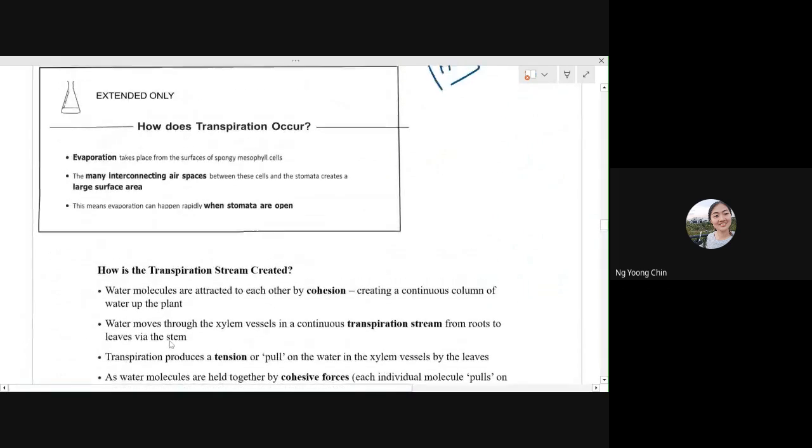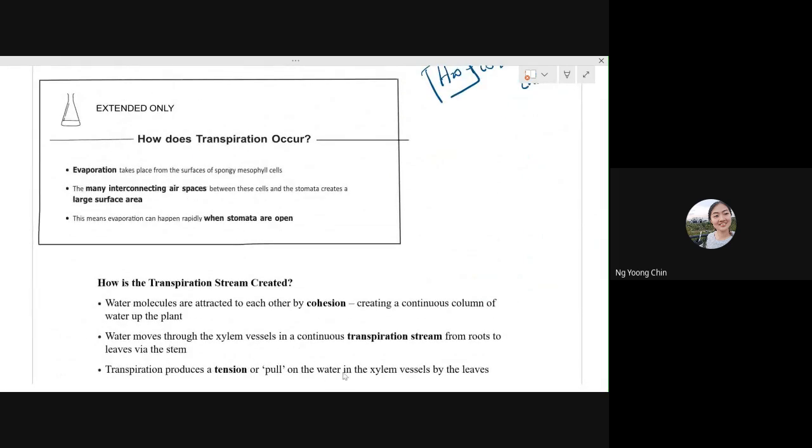Okay, so how does transpiration occur? It happens when there's an evaporation of the water from the surface of the mesophyll cell. The intercellular airspace, because the evaporation that happens within the airspace between the cell and the stomata, will create a very, very large surface area. So the evaporation of water can happen when the stomata are open.